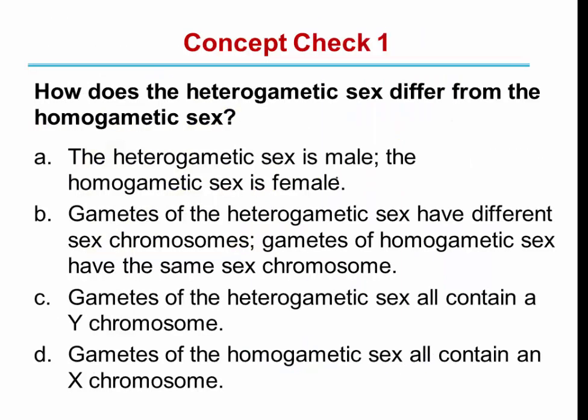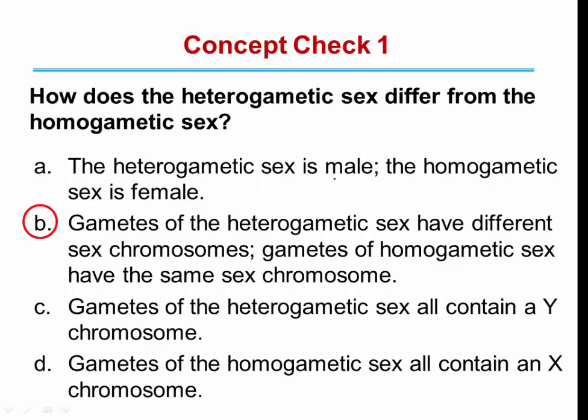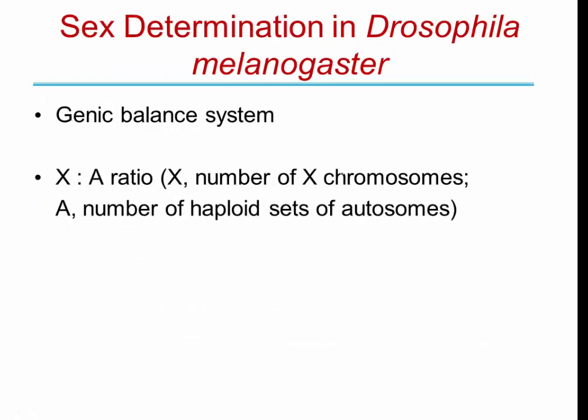So how does the heterogametic sex differ from the homogametic sex? Gametes of the heterogametic sex have different sex chromosomes. Gametes of the homogametic sex have the same sex chromosome. Because they have different sex chromosomes, they can generate different kinds of gametes, and that's why they're called heterogametic.